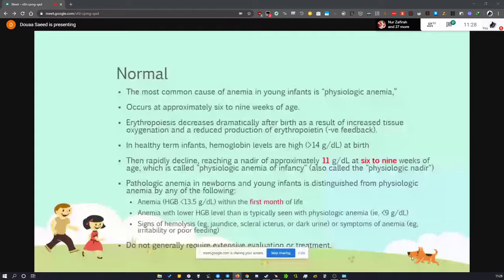Everybody clear on this before we move on? Okay. Sorry, what's nadir? It's a physiological decrease in hemoglobin. You can call it physiological anemia or nadir. Oh, physiological anemia or nadir. Oh, okay.